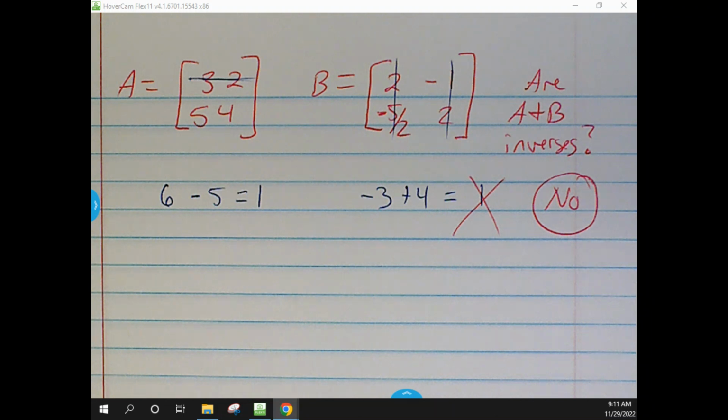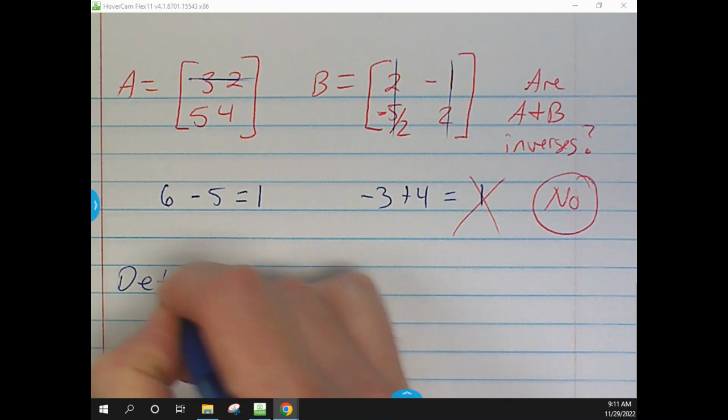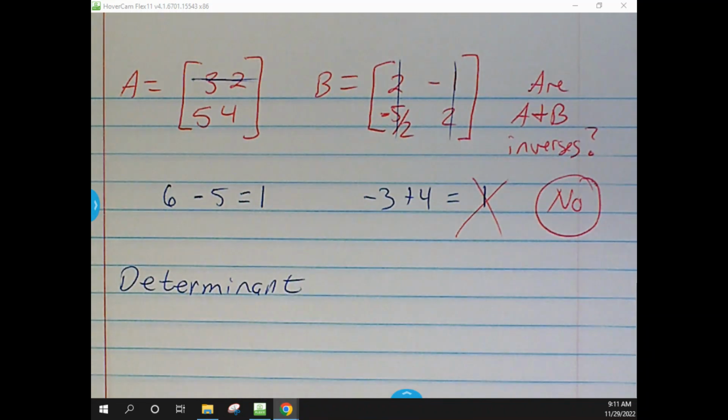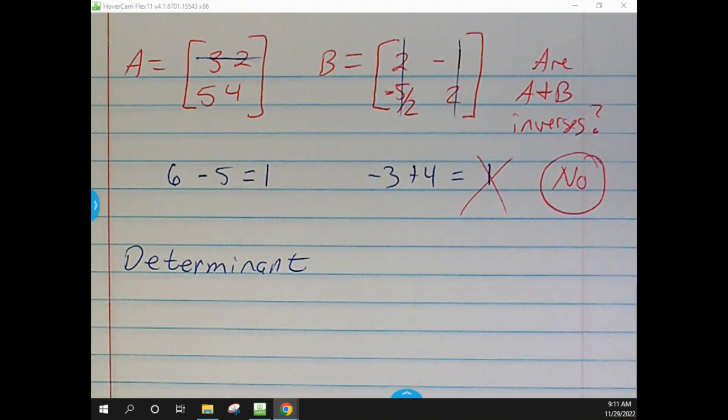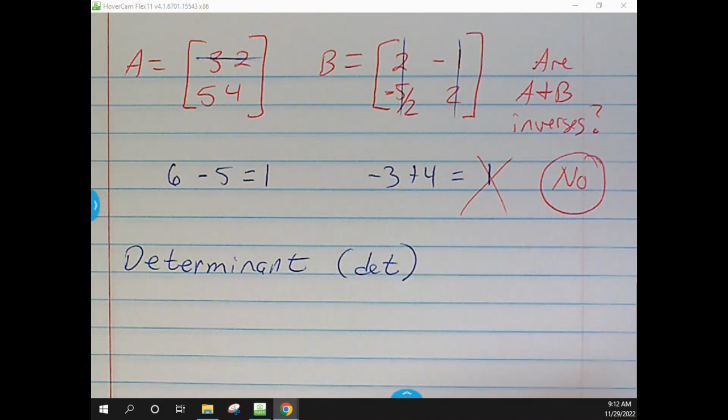All right, here's the other new definition. Determinant. The good thing is they let you do this short. So they're writing determinant every time they're going to do it for short. They'll just do DET.